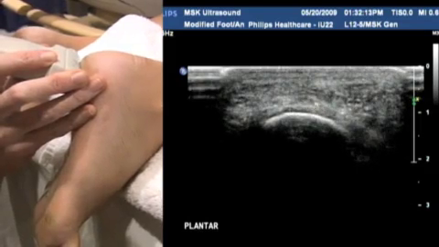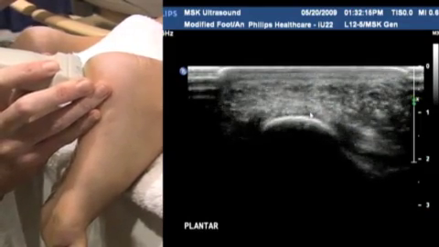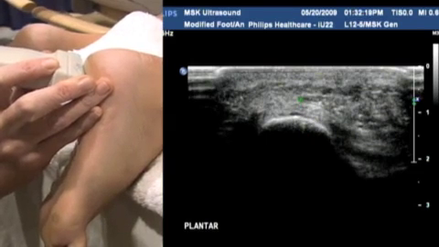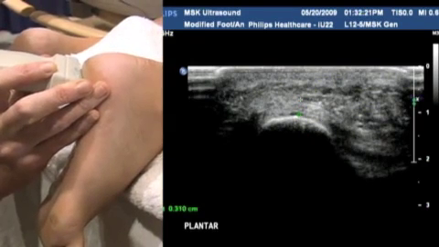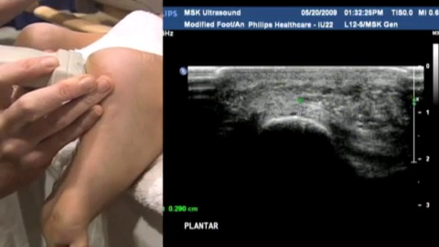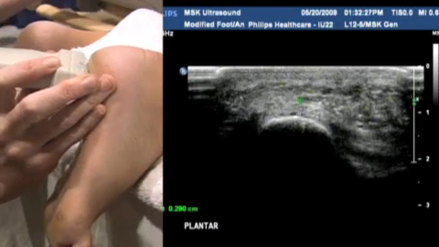So this is its proximal insertion. We're going to head down the foot into the arch. You can see the plantar fascia here. Let me just put calipers on so I can delineate that a little bit better for you. That's the structure we're looking at. Again, 2.9 millimeters, perfectly normal.